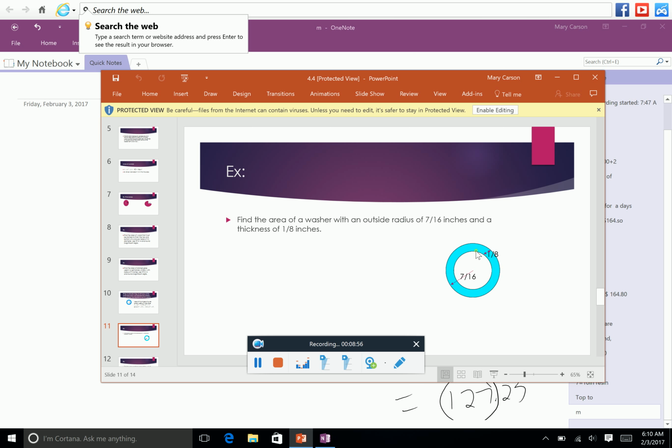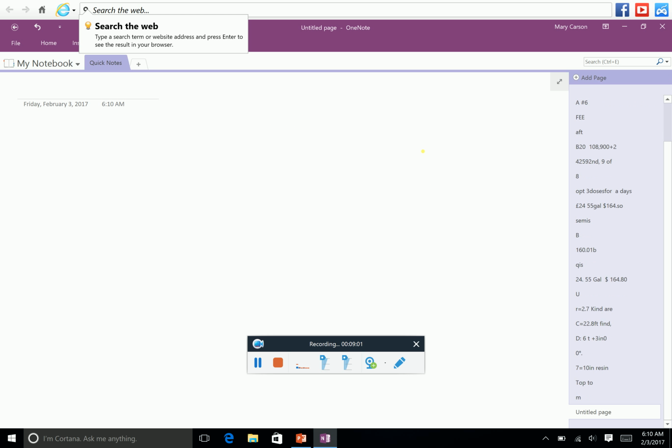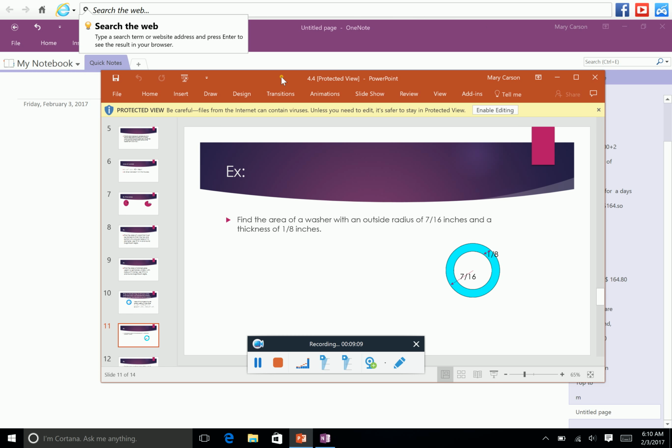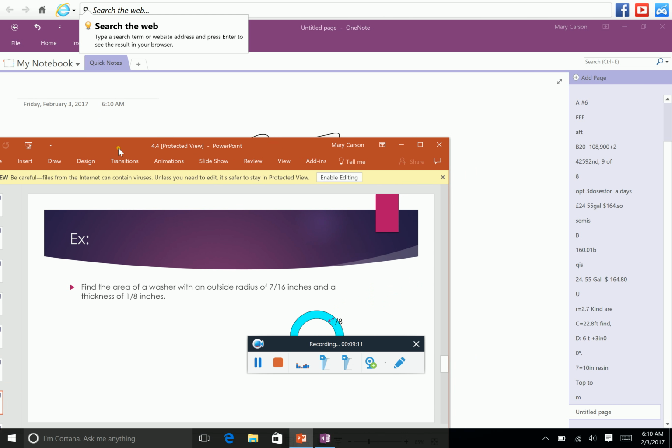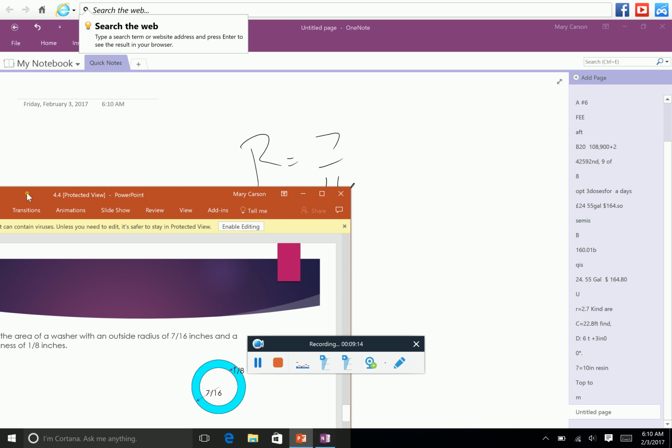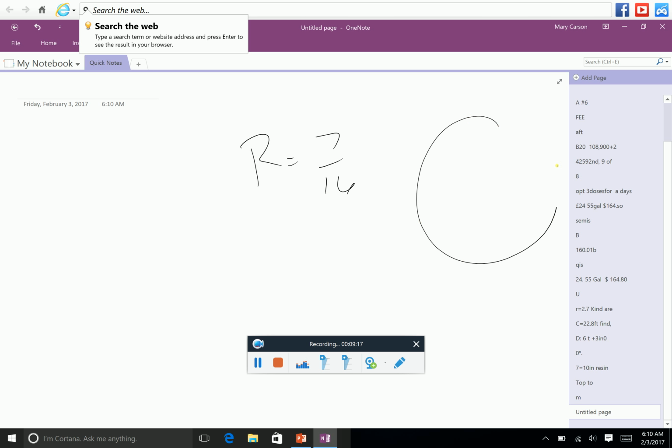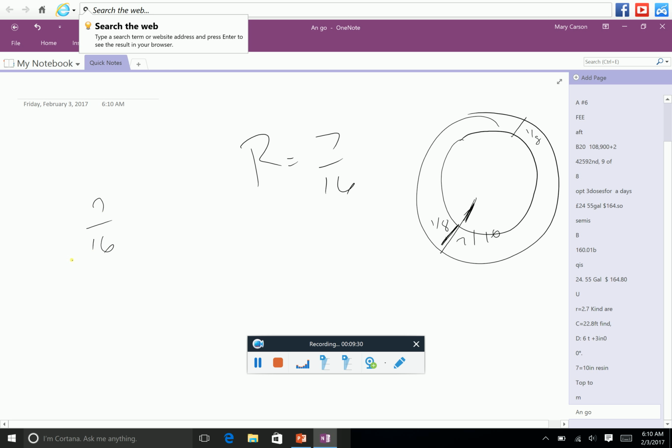So let's take a look at our first problem. Find the area of a washer with an outside radius of 7/16. So your big R is 7/16. And then we've got to find your little r, and it says it has a thickness of 1/8. So if you think about your circle, from here to here is 7/16, and from here to here is 1/8. So that means this part is 1/8. We need to know what this part is. So you take 7/16 minus 1/8 to get your small radius.